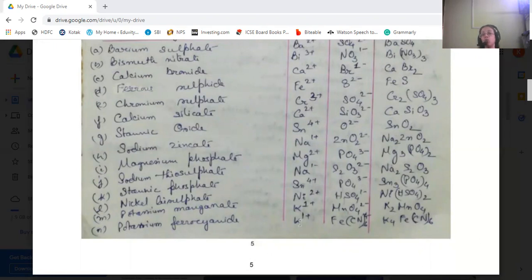Potassium manganate, K1+, MnO4 2-, that will be K2MnO4. Potassium ferrocyanide, K1+ and Fe(CN)6 4-. Okay. So Fe(CN)6 4- total is the ferrocyanide radical. Okay, it is the acid radical. So the formula stands like this, K4Fe(CN)6. Okay.